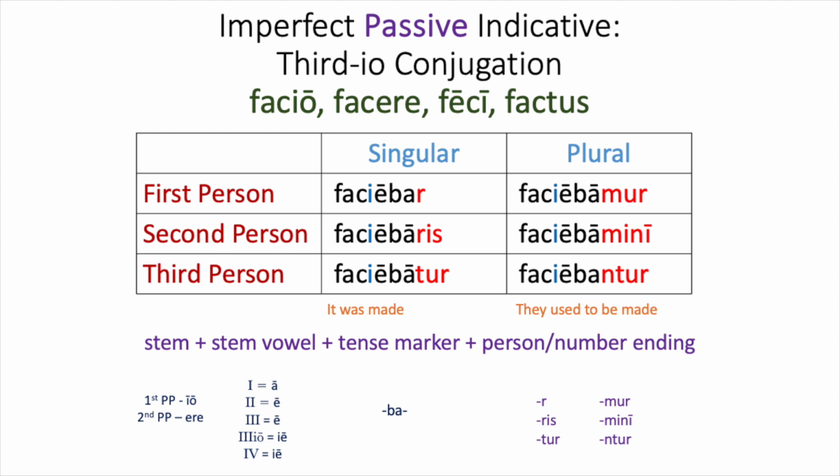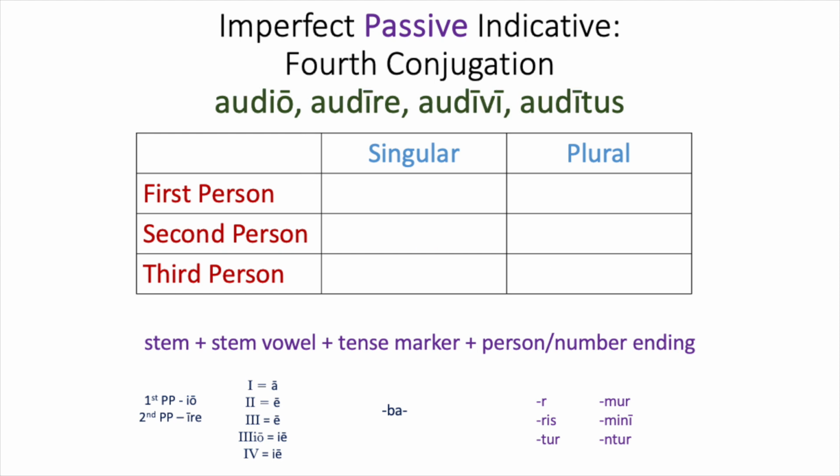Make sure you have these copied down before you practice the imperfect passive of the fourth conjugation. So pause your video and try out the fourth conjugation passive verbs in the imperfect. Again, if you're not sure what to do, there's some helpful notes down at the bottom.